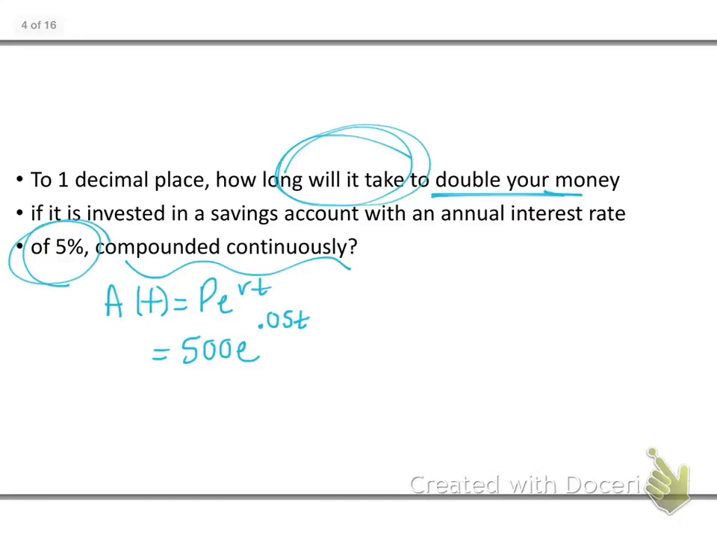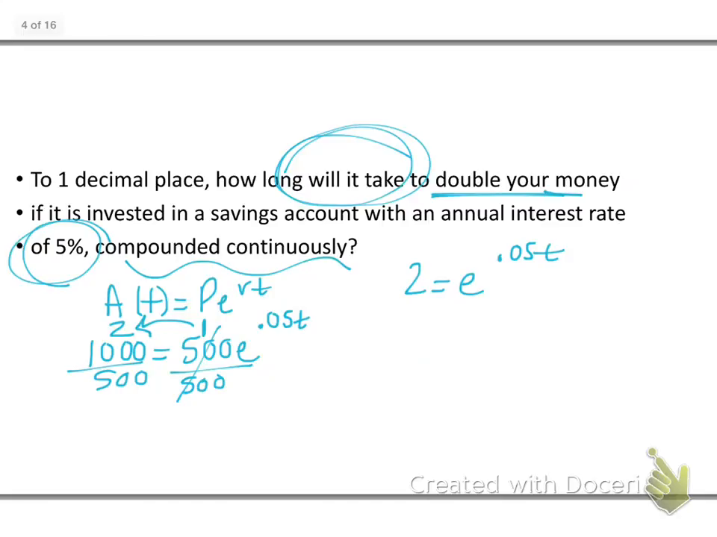Okay, if I'm doubling 500, I should be in the end game wanting to have 1,000, but I don't know how long it's going to take me to get to that 1,000. Okay, so my first step would then be divide by 500 because we're trying to get that t by itself, so I need to get rid of the things that aren't attached to e. So then it would be 2 equals e to the 0.05t. Okay, technically, you could have, instead of doing 500 and 1,000, done a 1 here and a 2 here, because you're always going to be doubling, which should be multiplying by 2.